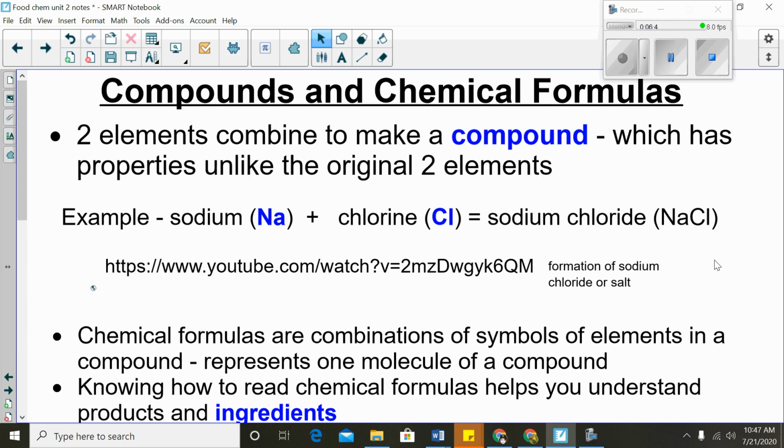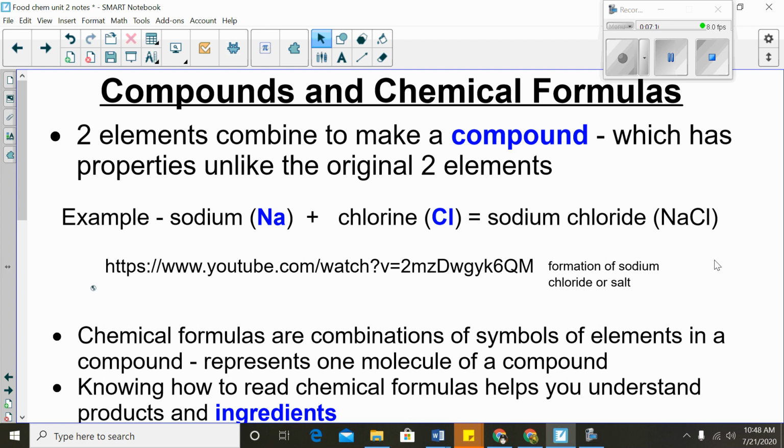Compounds and chemical formulas. Now that we've looked at elements, you can put elements together to make compounds. Two elements combine to make a compound, sometimes called a molecule, which has properties unlike the original two elements. For example, if you took sodium, which is Na, that's a solid, and added that to chlorine, which is a gas, you would make sodium chloride, which is salt. And salt, as you know it, is a solid, right? Because you put it in your foods.